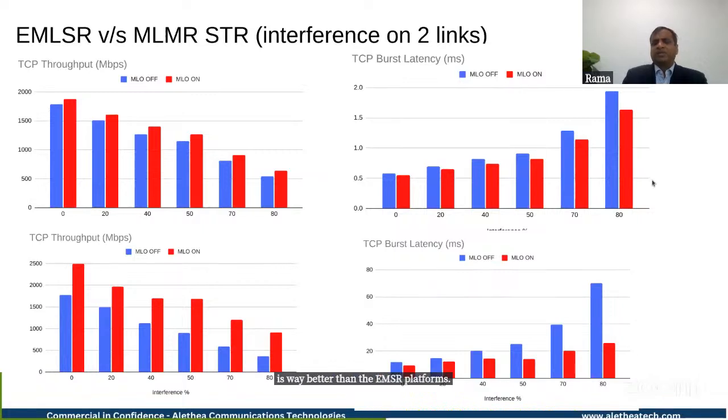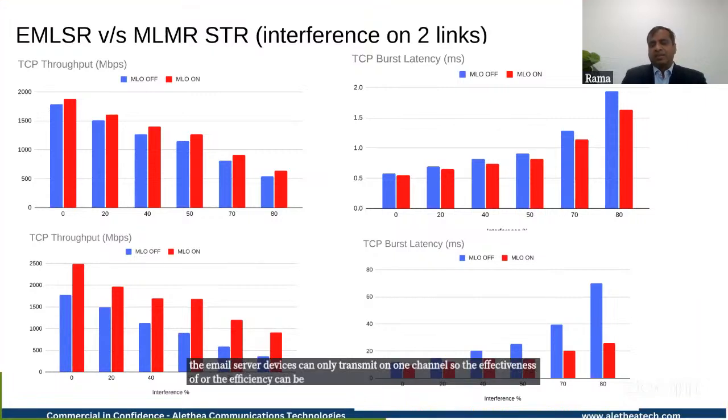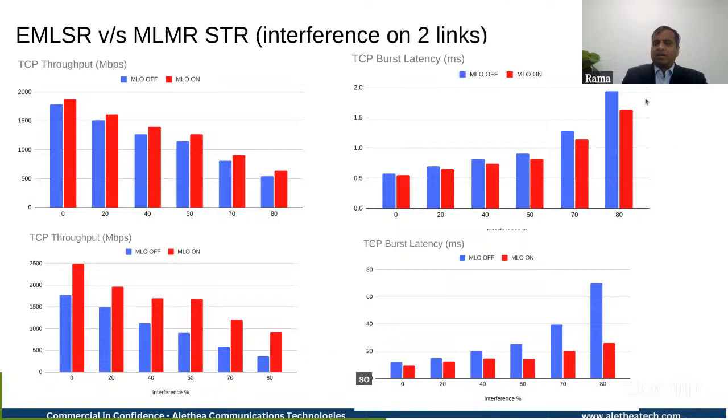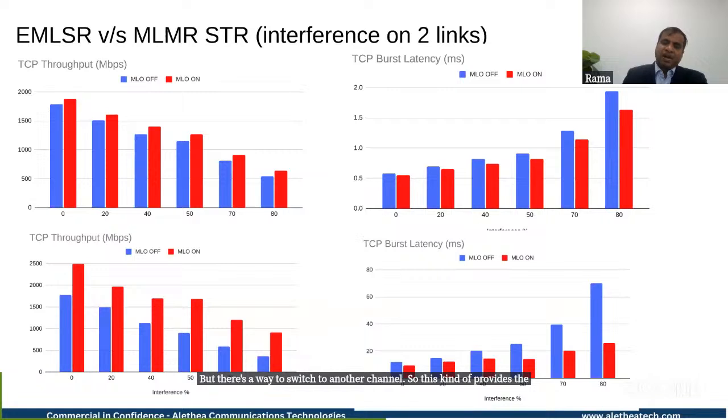And we should think this is normal, because the EMLSR devices can only transmit on one channel. So the effectiveness, or the efficiency, can be only limited to that channel, whereas the MLMR STR has the other channel as well. And even though it is also subjected to interference, there's a way to switch to another channel. So this kind of provides the distinct advantage that we are seeing from these graphs.